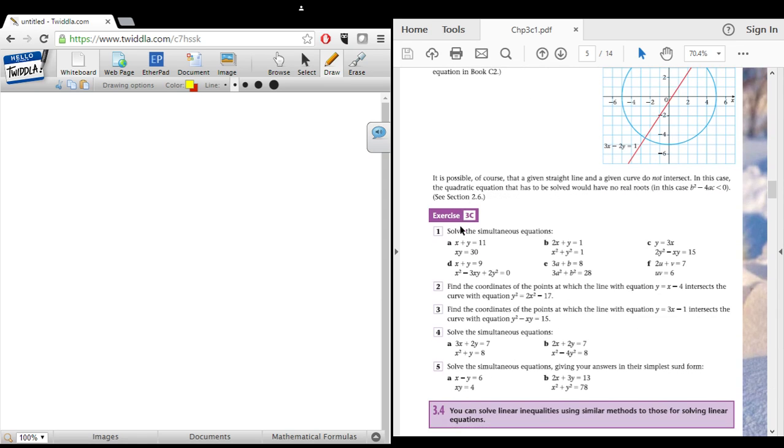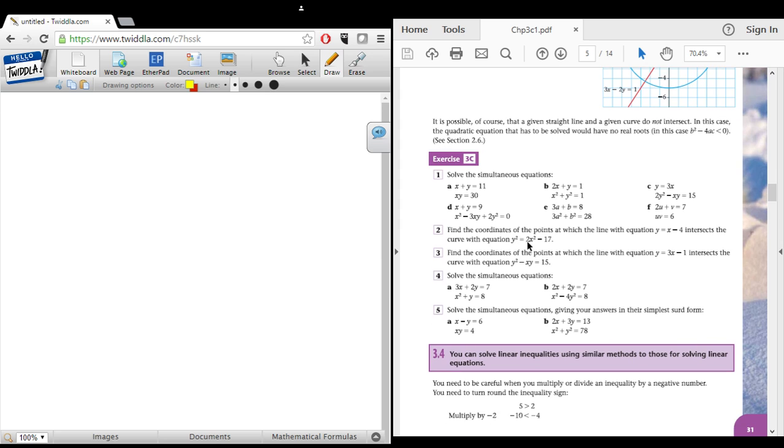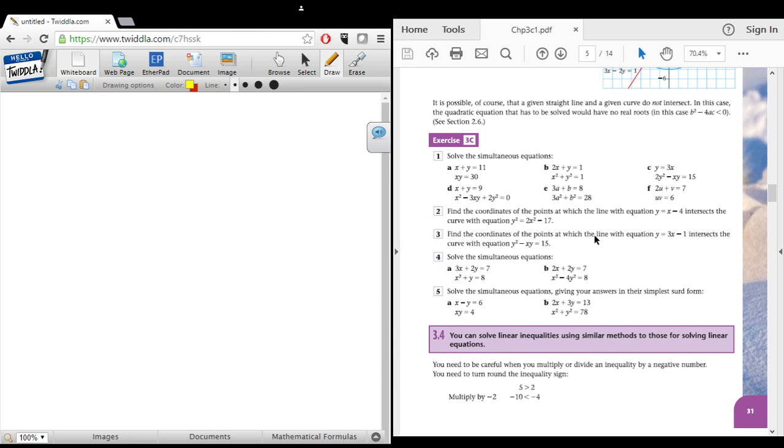And so you've got, again, solve the simultaneous equations. These are questions you can do on your own. Find the coordinates of the point at which the line with the equation y equals x minus 4 intersects with the curve with the equation y squared, etc. For these kinds of questions, they're a bit more worded. They're not as basic as this. But pretty much all it's saying is find the points at which the line y equals x minus 4 intersects with this curve.